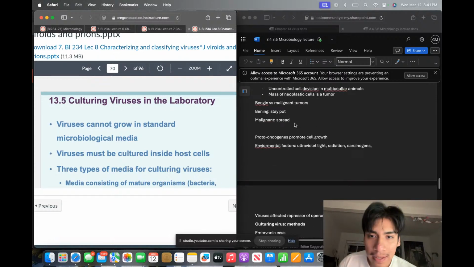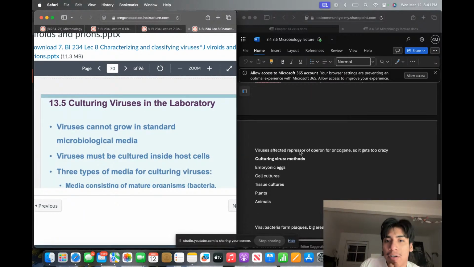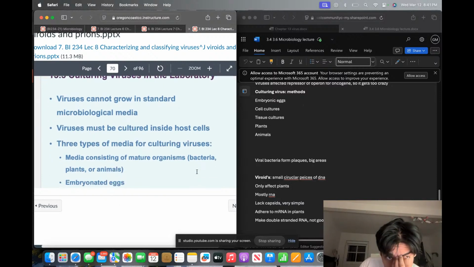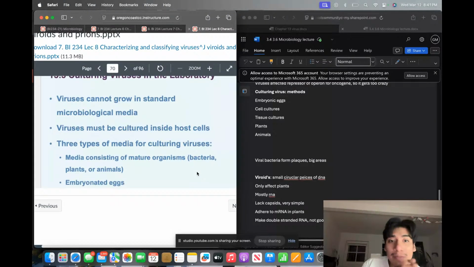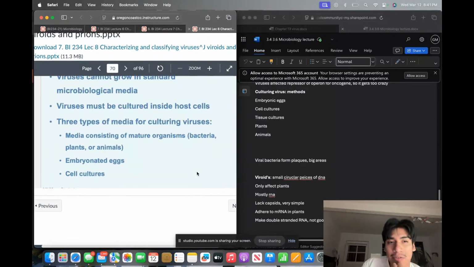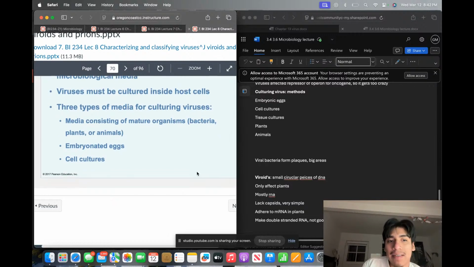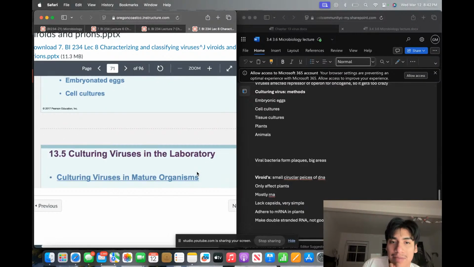Oh, so it looks like we're done with that. All right, so now we're on to culturing viruses in the laboratory. Viruses cannot grow in standard microbiological media because they can't metabolize by themselves. So viruses must be cultured inside of host cells. So there are three types of media for cultivating viruses. Media consisting of mature organisms like bacteria, plants, or animals. So embryonated eggs are a way, or cell cultures, where you just throw a virus onto a bunch of cells.